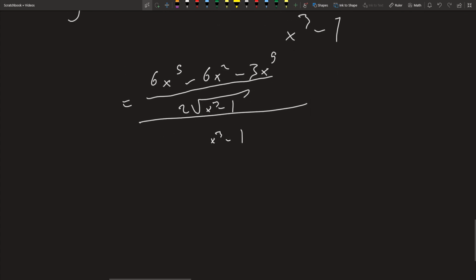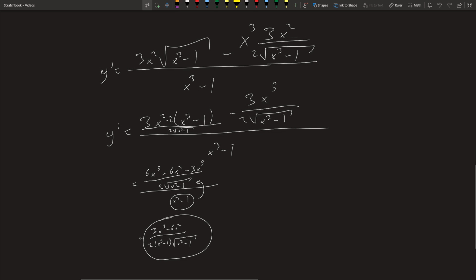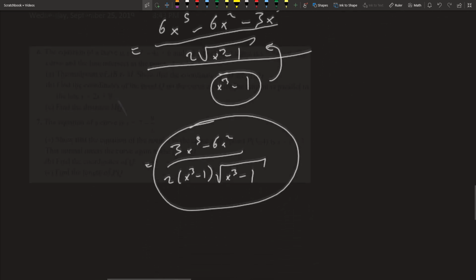Now let's simplify. Let's bring this here. This is equal to 3x to the 5th minus 6x squared over 2 into x cubed minus 1 radical x cubed minus 1. And I think we're done. This is the final answer. This was some really bad algebra here.